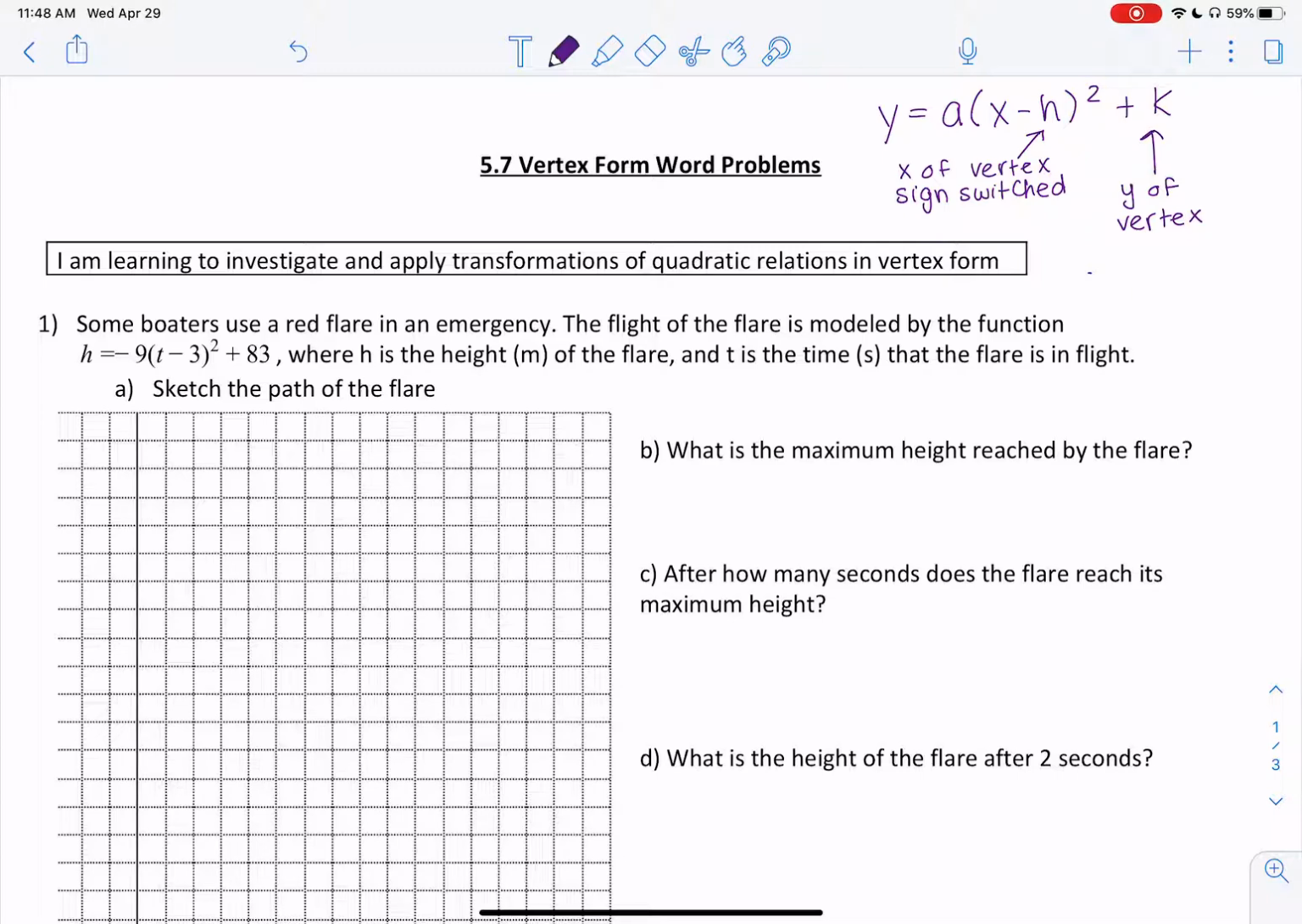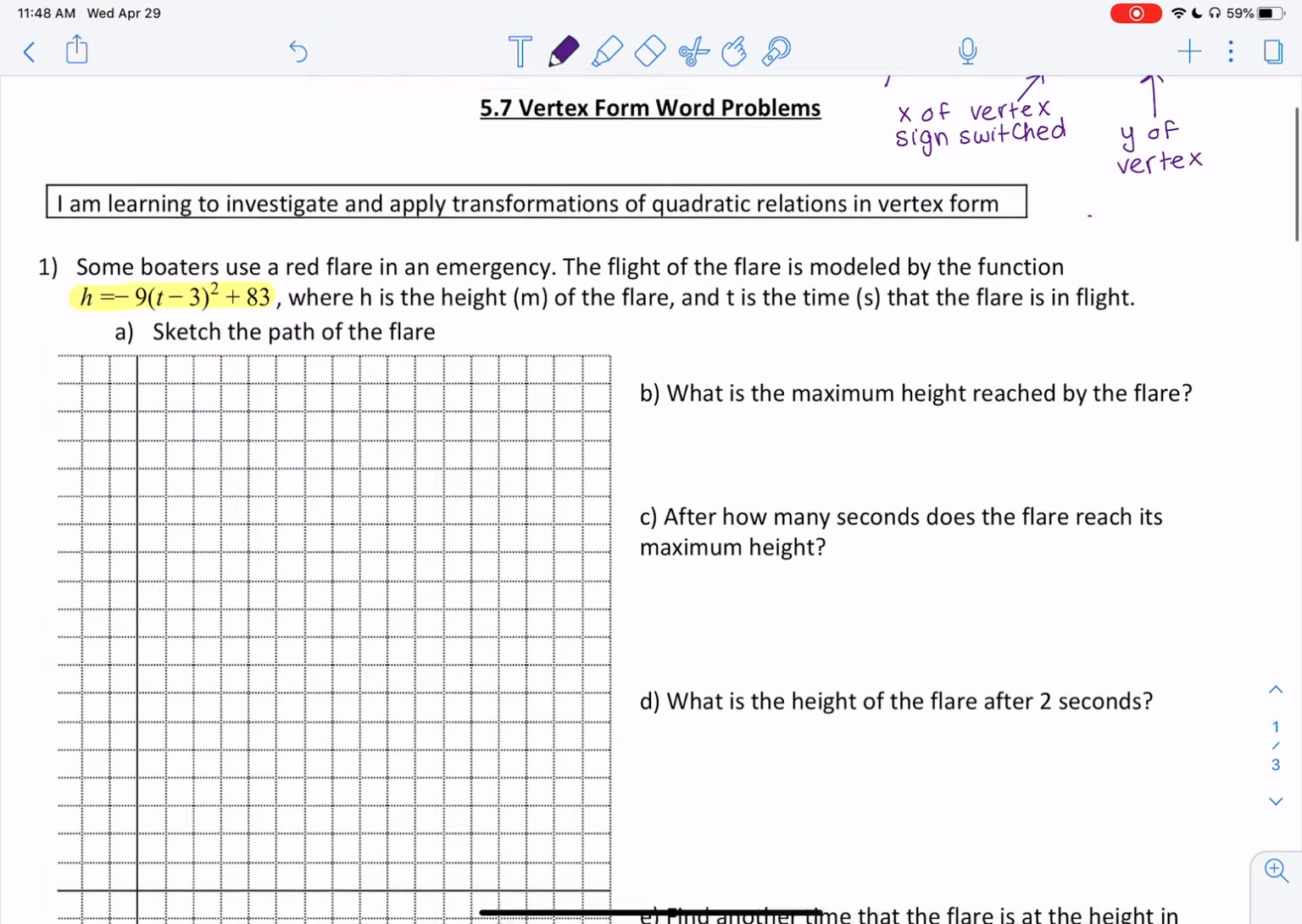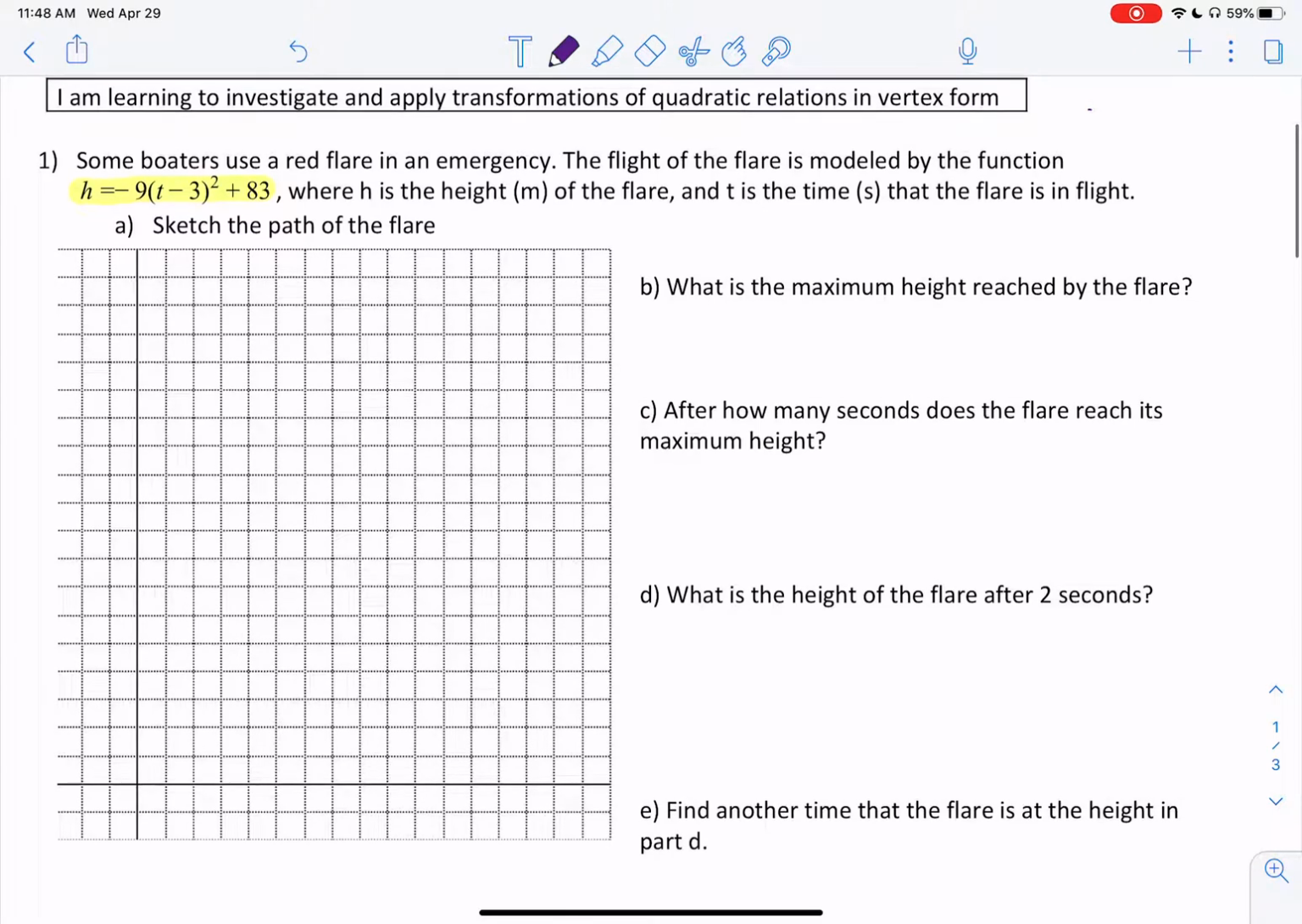The flight of the flare is modeled by the function h equals -9(t minus 3) all squared plus 83, where h is the height in meters of the flare and t is the time in seconds that the flare is in flight. The first thing we want to do is sketch a path of the flare.